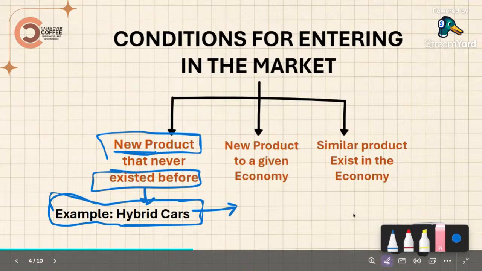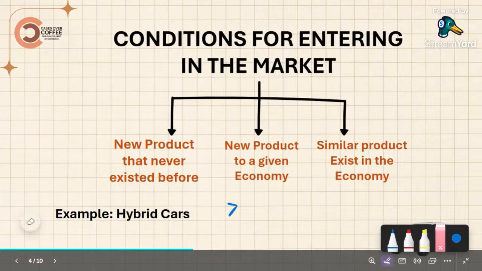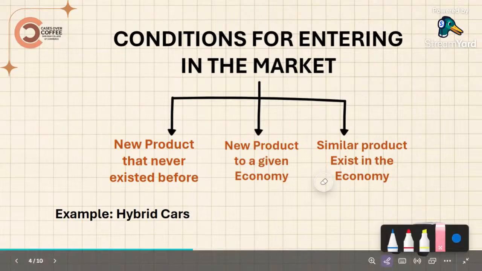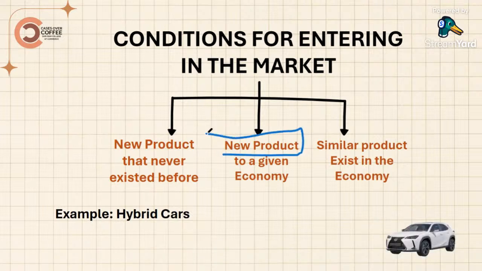Now there can be cases where we have a new product to a given economy. Let's say there is a product which already existed, and now the product is being launched in some other geographical area. For example, we can think of Tesla. Tesla was operating in the USA, Europe, and most of the developed countries, and they thought, let's enter into the Indian market. It is something which will fall into this category.